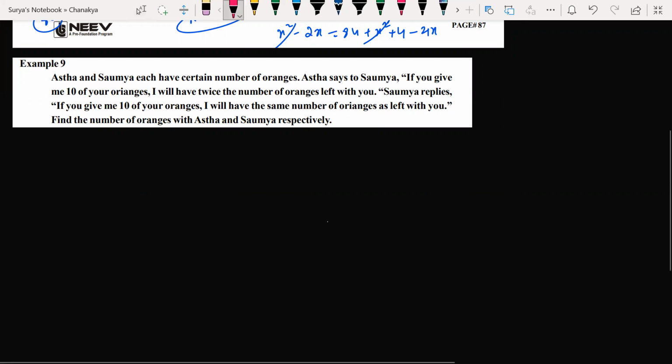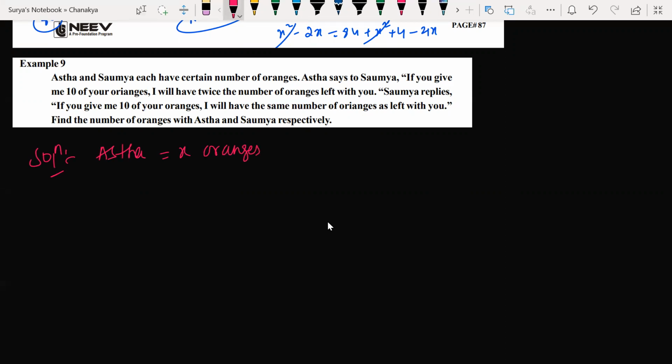Okay, so let us take anything, beta. Look at this here. Let's say that Astha has, I do not know how many, Astha has x oranges, and Soumya has some y oranges.